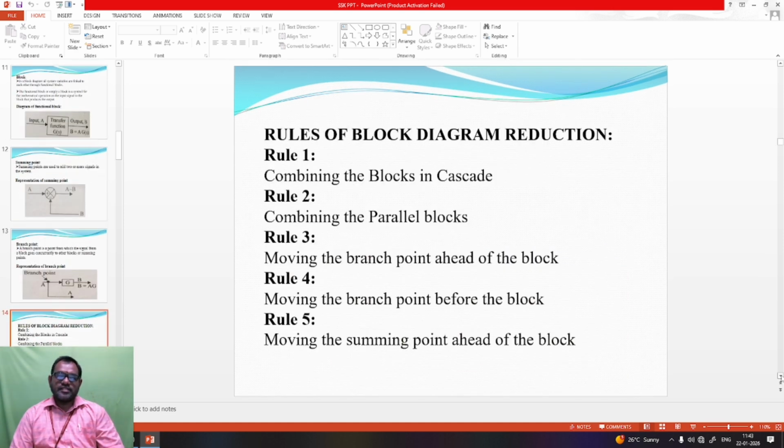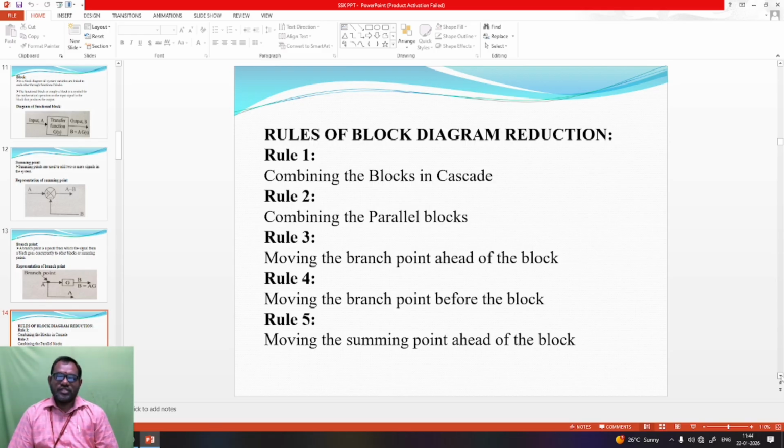Next we will discuss the rules of block diagram reduction. There are various rules available in the block diagram reduction method. First one, rule 1, is combining the blocks in cascade. Cascade means series combination of blocks. Blocks means systems G1, G2, like that; different blocks are available in the block diagram method. We are going to combine all the blocks in cascade or series combination.